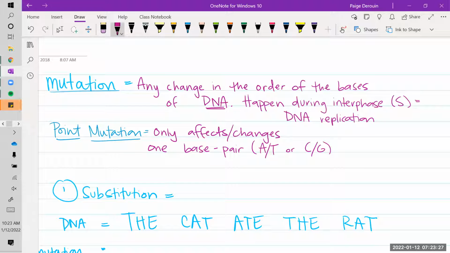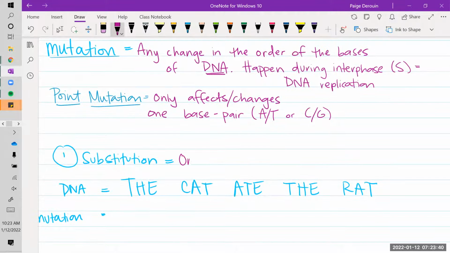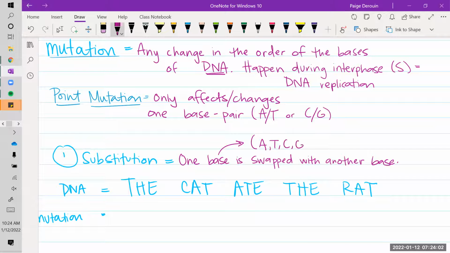Okay, the first type of point mutation that we're going to talk about is a substitution, which is exactly what it sounds like. It's just like when you have a substitute teacher, it's switching one with another. So this is one base is swapped with another base. And remember in DNA, what are the choices for bases? Good, A, T, C, or G. So this is like, you had something that should have been an A, but now it got changed and it's a T. Or it got changed and it's a G. It's switching it with something it's not supposed to be.